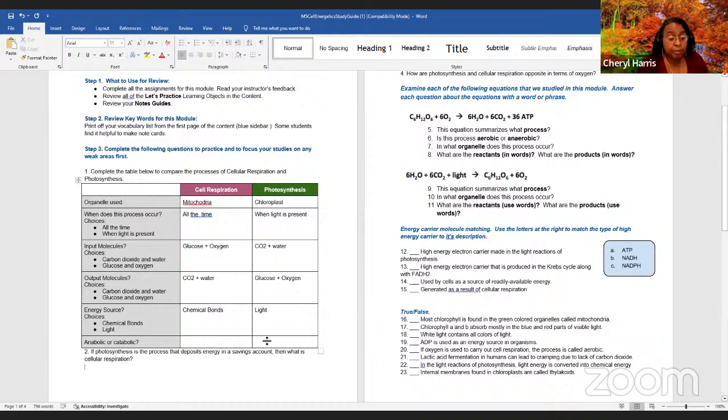So yes, we do want anabolic over there and anabolic over here. I'm trying to make sure I spell it right. Okay. All right. So the next question, it says if photosynthesis is a process that deposits energy into a savings account, what is cellular respiration doing?